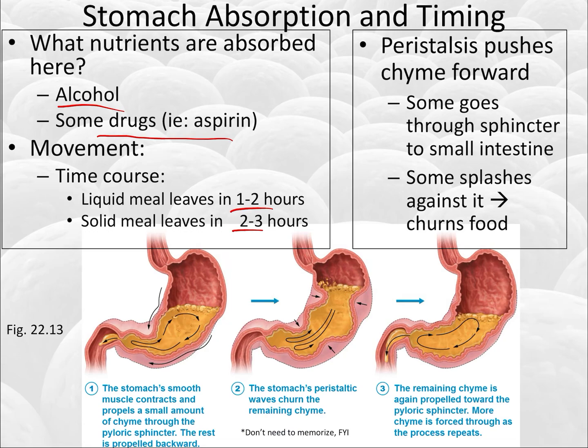Okay, a couple things about how the stomach works to churn up and stir around food. Peristalsis, contractions push the chyme forward, okay? So they push it forward, as it shows here. So these contractions are pushing down this way. That pushes everything here, lets a little bit out of the sphincter, but then that sphincter pretty quickly closes.